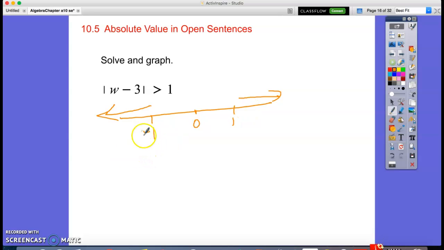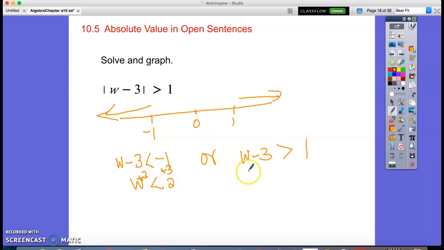So how do I write this one? How do I represent this? W minus 3 is less than -1, or w minus 3 over here is greater than 1. So when I solve this one, what do I get? W is less than 2, right? I am adding 3 to both sides. So w is less than 2, or, adding 3 to both sides, w is greater than 4.